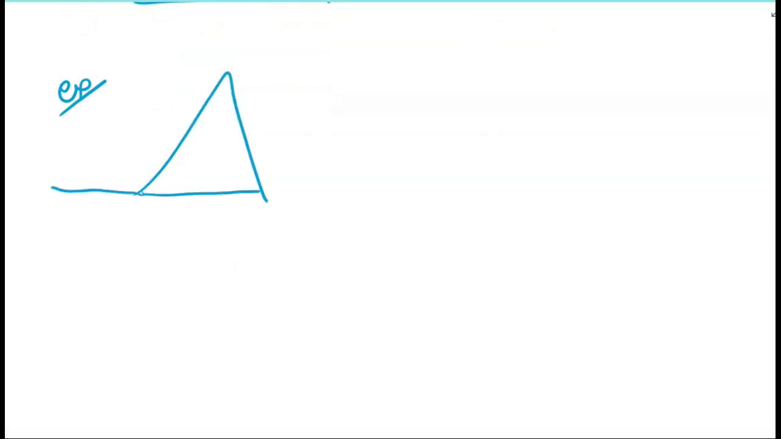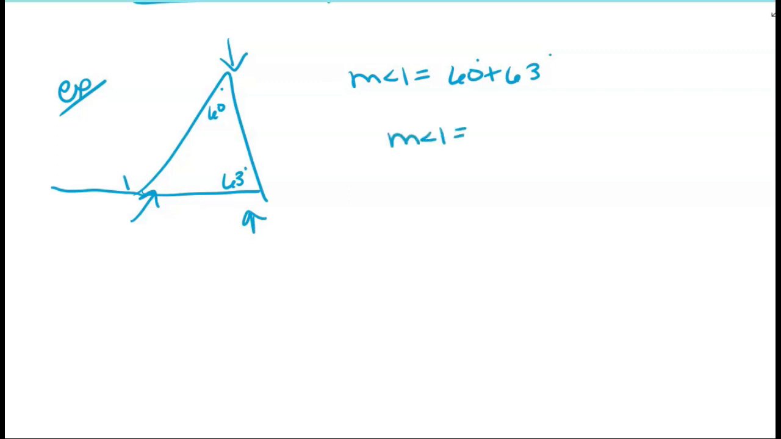Now let's practice the exterior angle theorem. So this is going to be one I'm guessing you don't have as much familiarity with. Let's say we have interior angle measures of 60 and 63, and we're going to try to find the measure of angle 1. So the measure of angle 1 is equal to 60 plus 63, right? So it's not this linear angle, it's the remote angles, and it's the sum of that. So the measure of angle 1 is equal to 123 degrees.